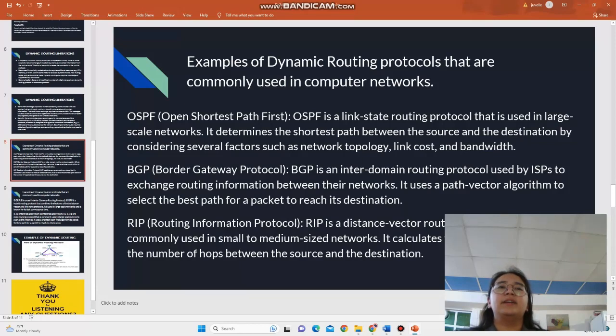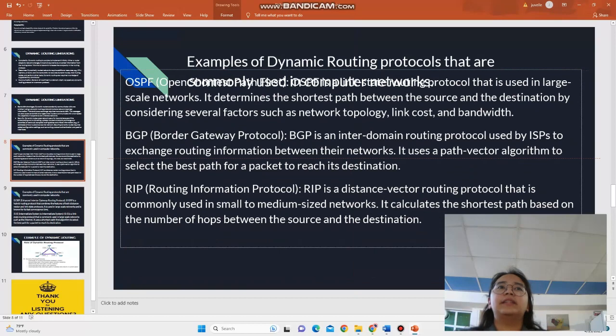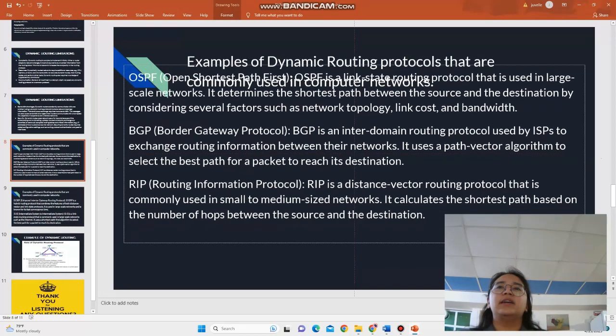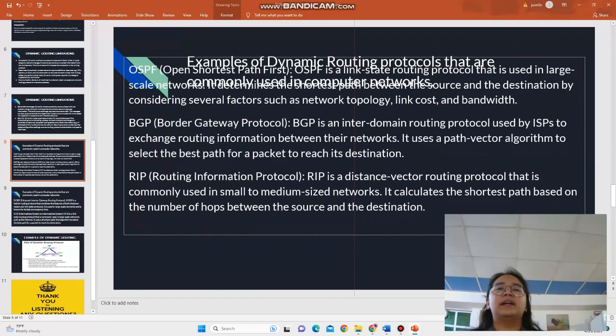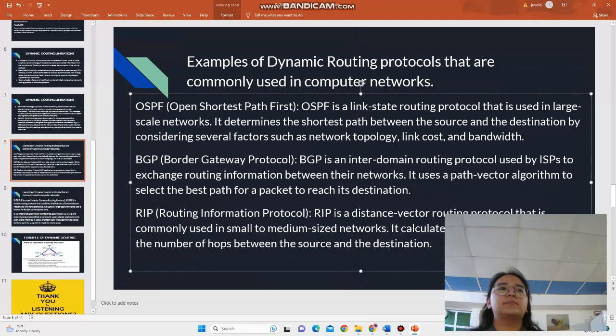Then RIP, Routing Information Protocol. RIP is a distance vector routing protocol that is commonly used in small to medium-sized networks. It calculates the shortest path based on the number of hops between the source and the destination.